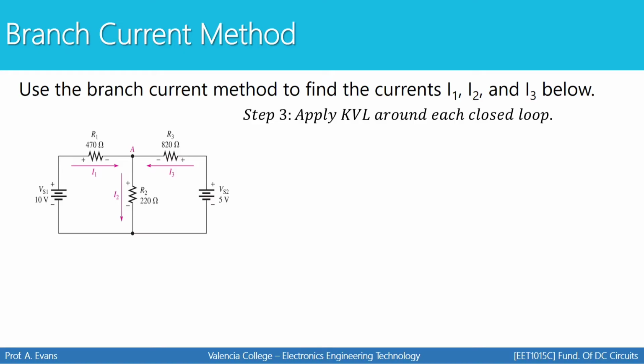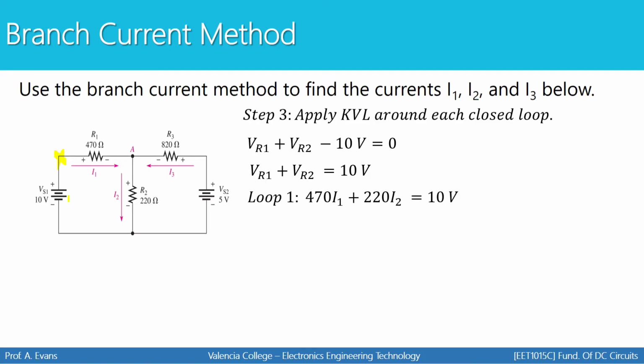Step 3 is to apply KVL around each closed loop. Here's my first equation. I'm going to start with the left loop. I'm going to start right here and go around clockwise. That would mean the voltage for R1 plus the voltage for R2 minus 10 volts has to equal 0. Or we can rearrange that and say VR1 plus VR2 equals 10 volts.